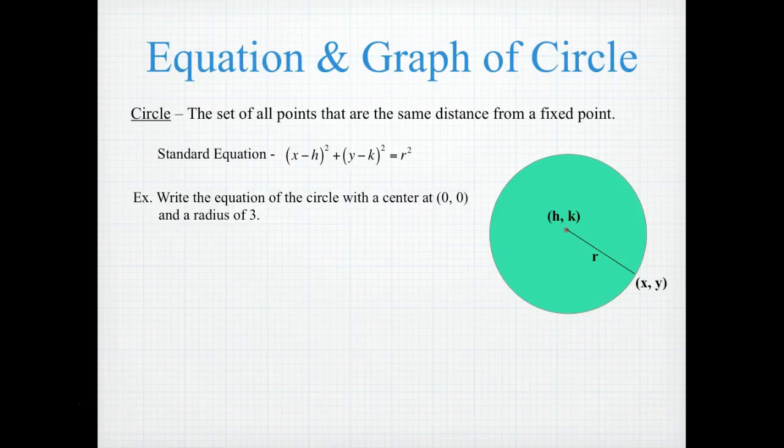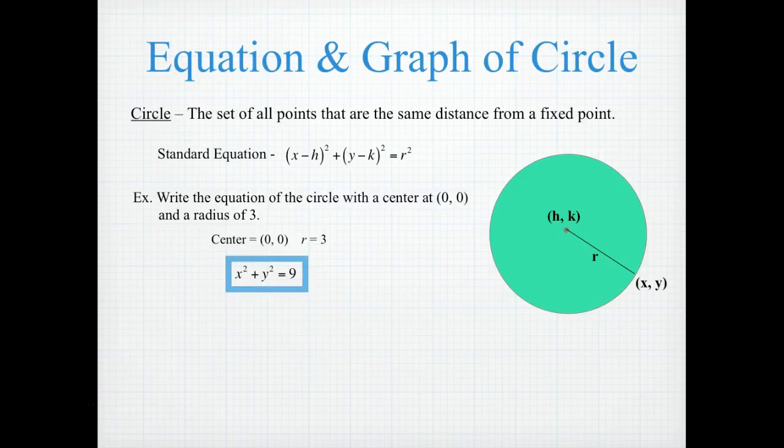So our first example, we're going to be asked to write the equation of a circle with a center at 0, 0, and a radius of 3. So remember, my center is given as h and k, and the radius is r in the equation. As I insert 0 for h, 0 for k, and 3 for r, I simplify that equation as x squared plus y squared equals 9. So that's an equation of a circle with a center at the origin and a radius of 3.